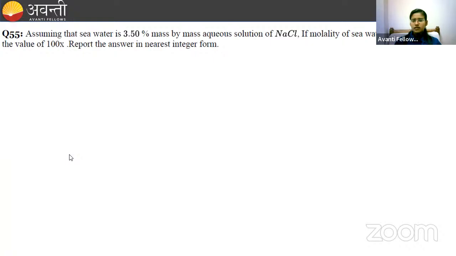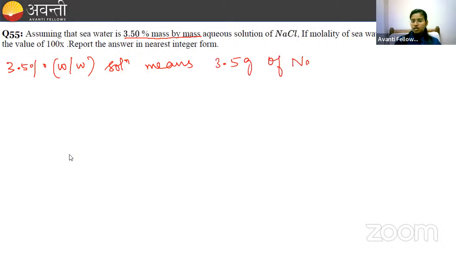So, here it is given that the seawater has 3.5% mass by mass solution of NaCl. So, what is the meaning? 3.5% mass by mass solution of NaCl means 3.5 gram of NaCl is present in 100 gram of the solution. Okay, so this is the meaning of this statement.